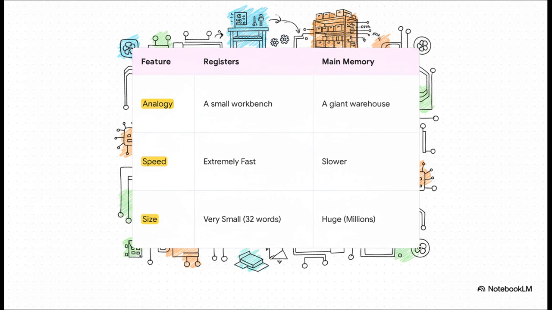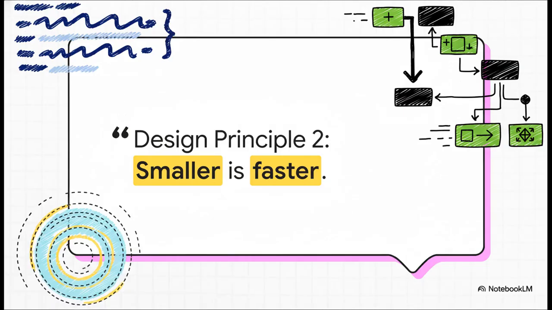Then you have main memory. This is like a giant, sprawling warehouse. It can hold millions, even billions of items, but it's so much slower to go all the way out to the warehouse, find what you need, and bring it back to the workbench. And this leads us right to our second big design principle: smaller is faster. It's a golden rule in hardware.